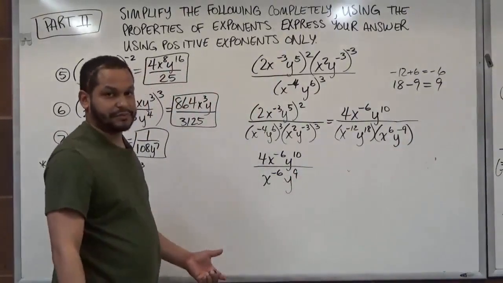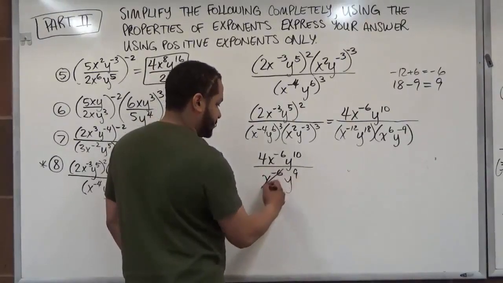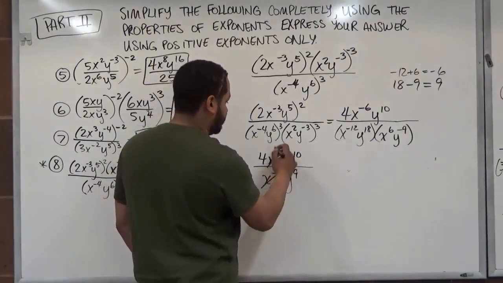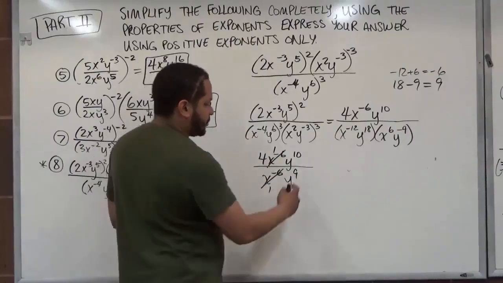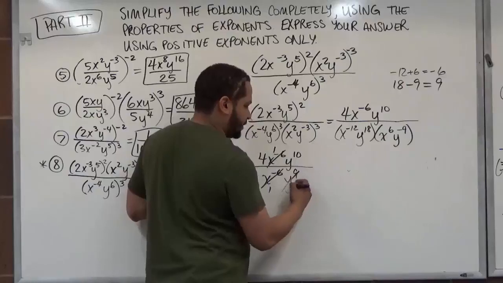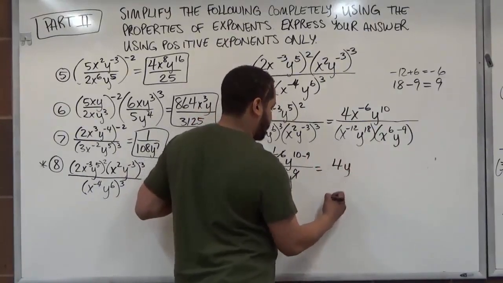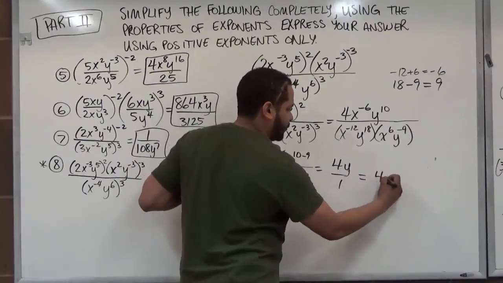Now this is a pretty good position for us to be in. We see we have the same common term on the numerator and denominator. Those divide to perfectly make 1. Those go away. Also, we see that we have a power of 9 on the bottom, a power of 10 on the top. So we're going to subtract the 9 from the 10. And this gives us a result of 4 and y over 1, which is just 4y.